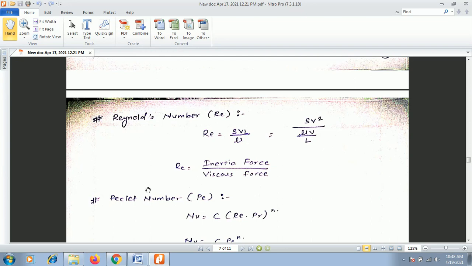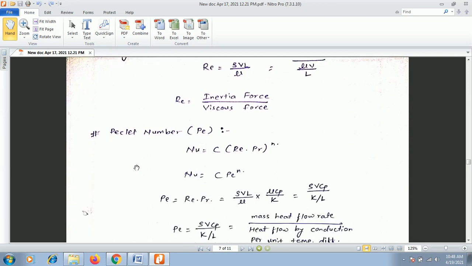So Re equals the ratio of the inertia force to the viscous force. So the Reynolds number is going to be responsible for the velocity parameter. It is going to tell us whether the fluid flow is laminar flow or turbulent flow. Then the next is the Peclet number.